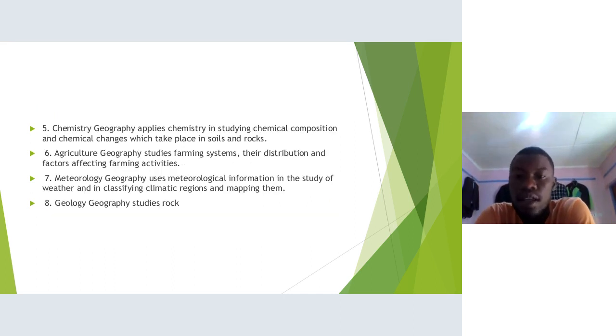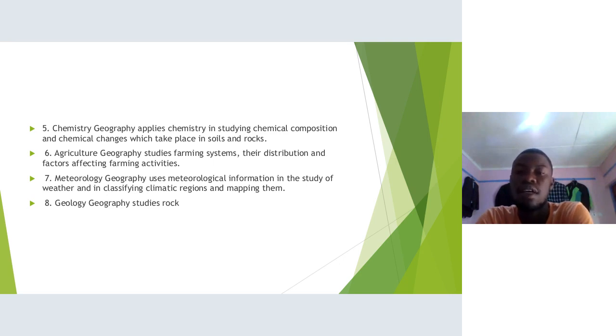Number five is chemistry. Geography applies chemistry in studying chemical composition and chemical changes which take place in soil and rocks. We have a topic in geography that is rocks and minerals. We will be more in need of the chemistry knowledge. You want to have the chemistry knowledge for you to understand this topic, rocks, very well, for you to know the chemical composition of rocks and soil substances.